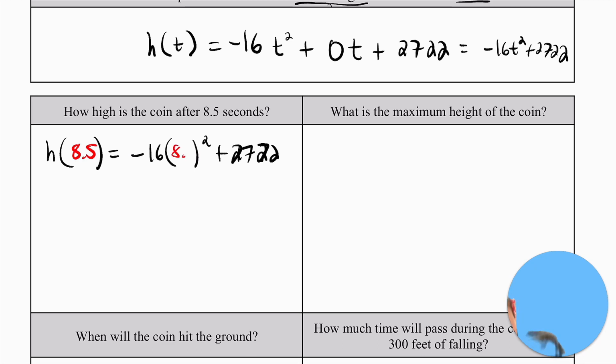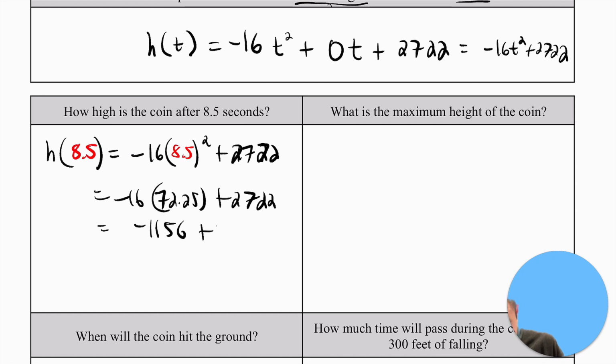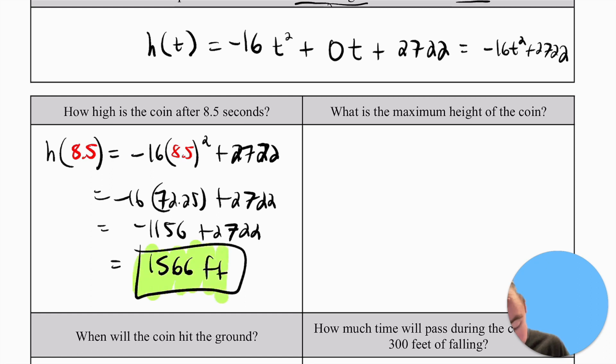Evaluating that: if you do 8.5 squared, you get 72.25. You then just have to multiply that by negative 16 and add 2722. So that'd be negative 1156 plus your 2722, and that would give you a final answer of 1,566 feet. That's how high it would still be above the ground after 8.5 seconds. Pretty crazy, right? Even after 8.5 seconds, it's still that high in the air. So it takes a long time for it to reach the ground.